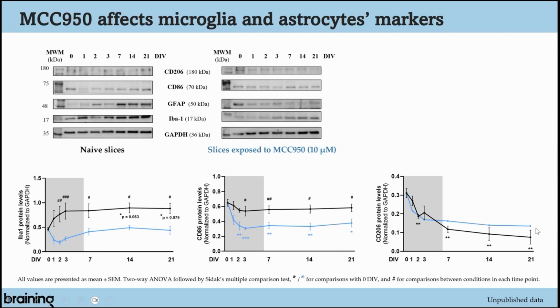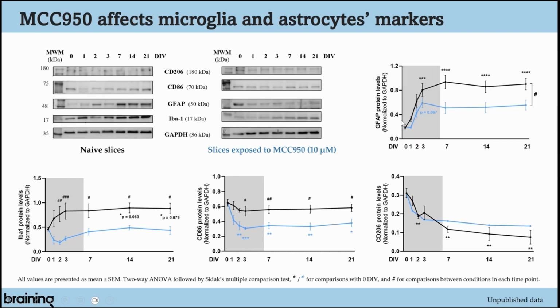MCC exposed slices. As for astrocytes, we also saw that MCC 950 really prevented this abrupt increase that we have in the levels of GFAP in the first days of culture. So at 3 days in vitro, there's a difference between naive and MCC exposed slices, and indeed GFAP levels in MCC exposed slices are decreased compared with naive slices.